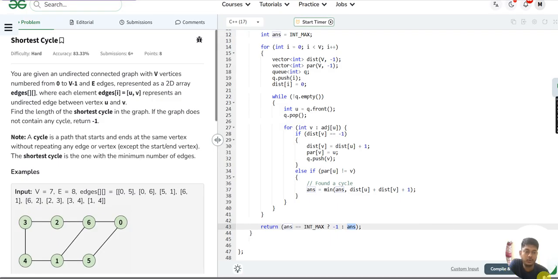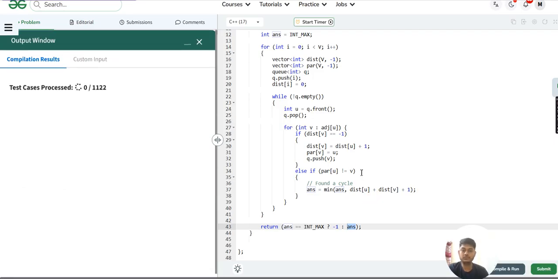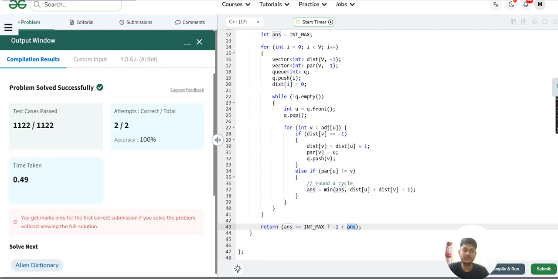So this was the overall code. Let us run this code. So it is passing all the test cases. So this was the overall code.